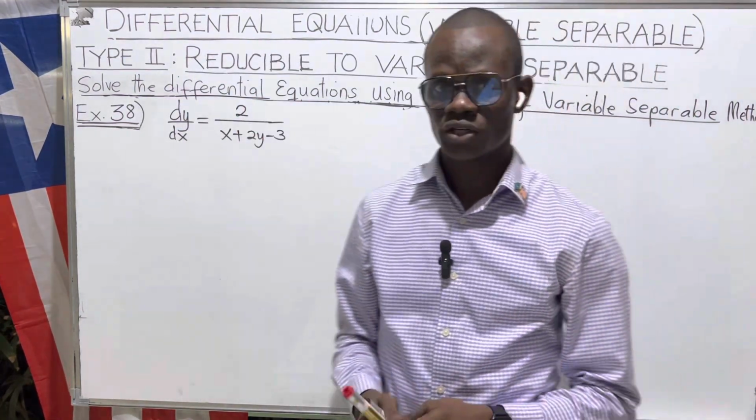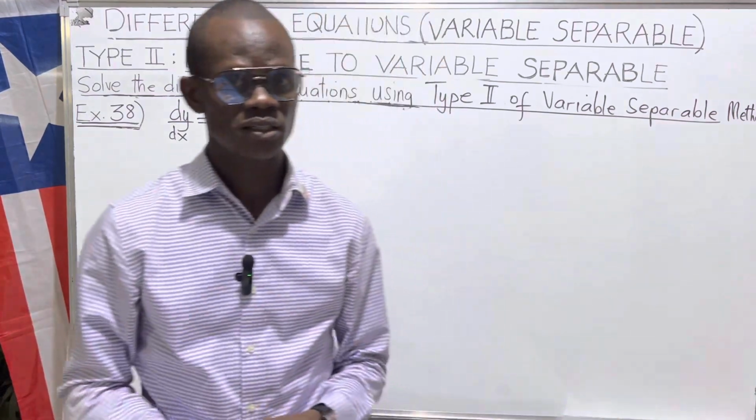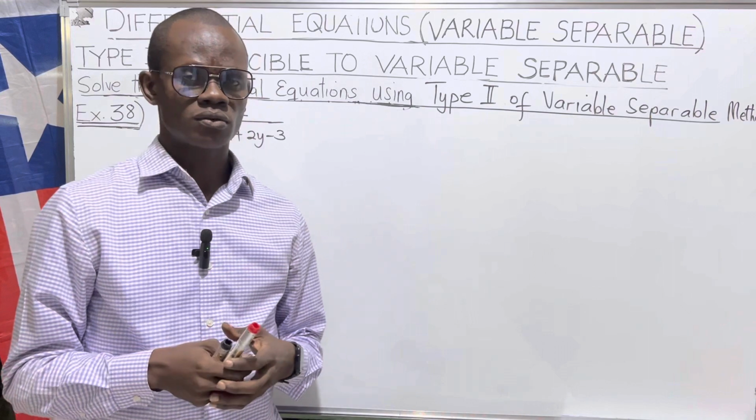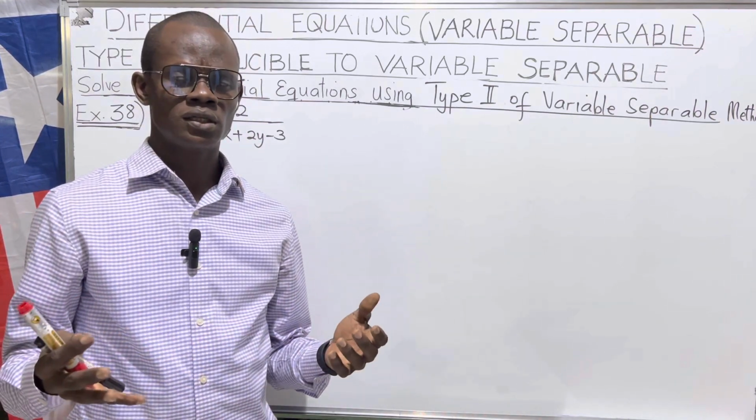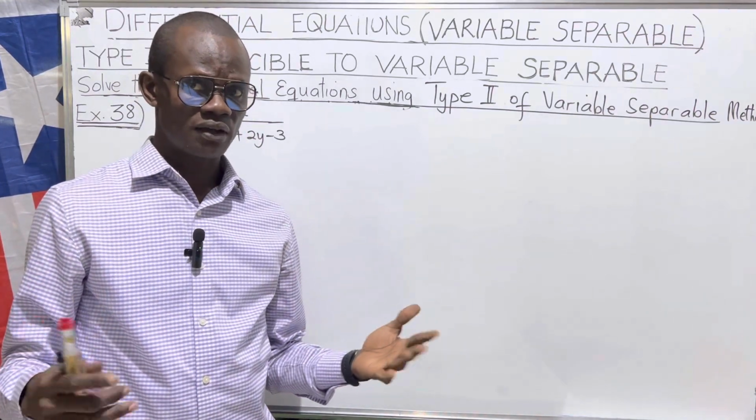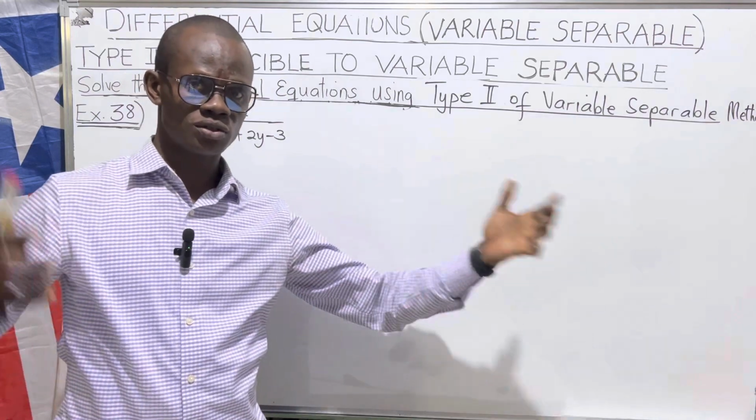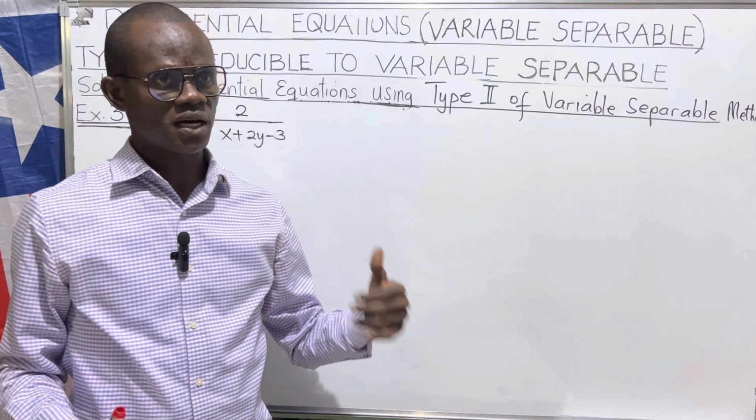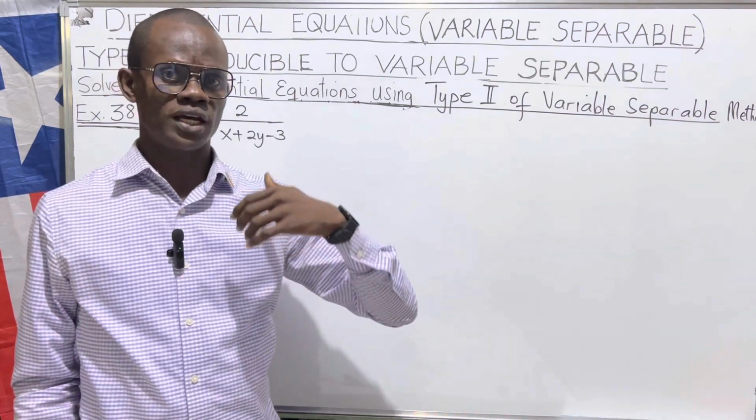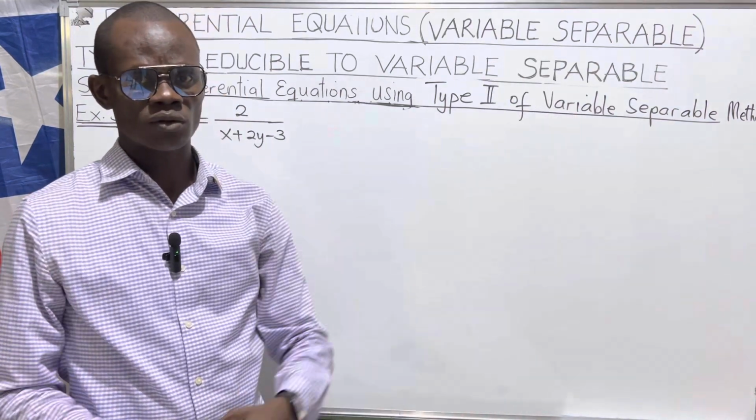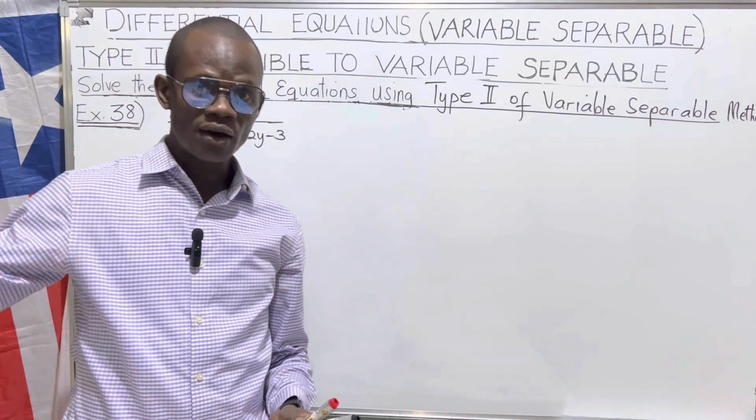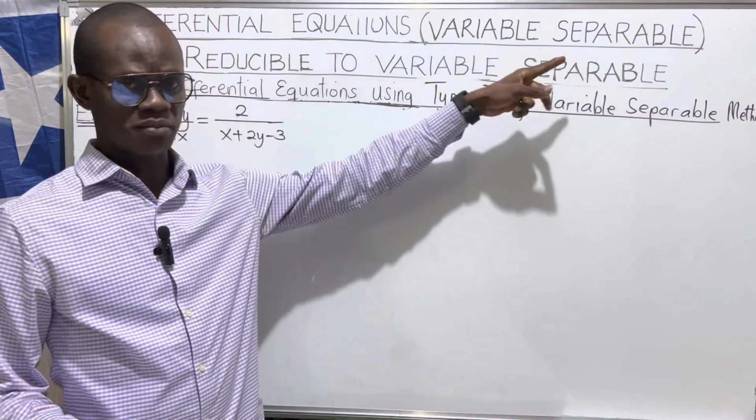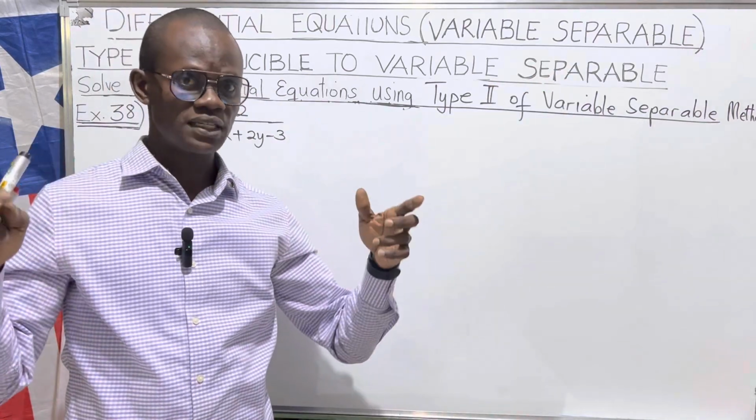In previous lectures, we did variable separable methods. The variable separable method is a kind of method that involves having a differential equation where you can separate the variables, like x and y. If it is possible to send all of the x expressions to one side of the equation and all of the expressions with y to the other side, then you can apply the variable separable method by integrating both sides of the equation.